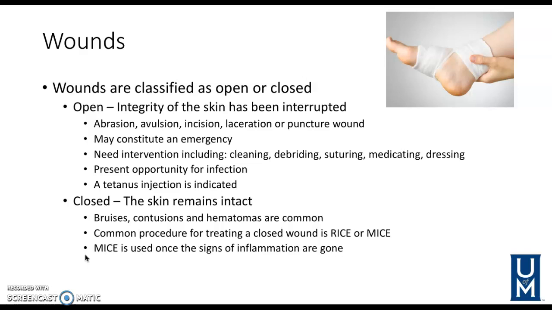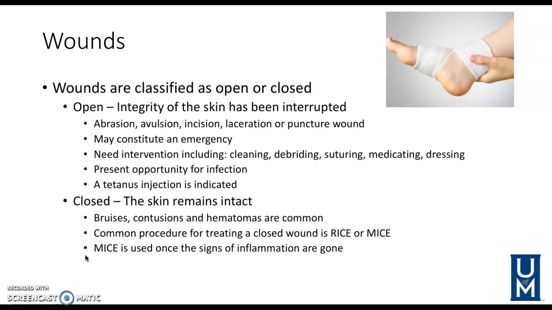Let's talk about wounds for a bit. So wounds are classified as either open or closed, and these are exactly what you think they are. If it's an open wound, that's when the skin is open or interrupted, and closed is when the skin remains intact. So examples of some open wounds are lacerations, avulsions, incisions, puncture wounds, and some of these are emergencies, some of them not quite so. A tetanus injection is usually indicated if you have an open wound. So for instance, those individuals coming to the ER with lacerations that need to be sutured, so to have stitches, they will need a tetanus injection if they haven't had one in the last 5 years.